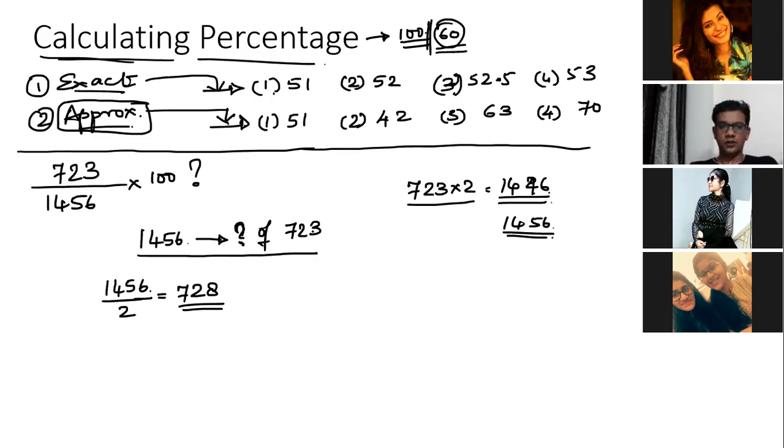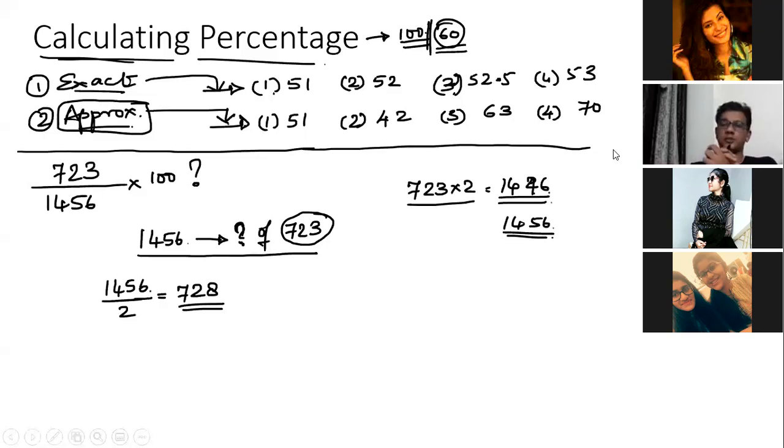Okay? What is my search for? My search is for 723. So when I divide a value by 2, what percentage have I taken? Can you type it in your chat box? When I have divided a value by 2, what percentage have I taken?